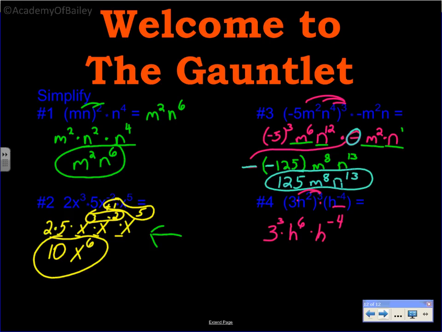So 3 cubed, 3 times 3 is 9, times 3 again is 27. H to the 6 times h to the negative 4. Well, they have the same base of h. So what do you do with those exponents? You will add those exponents. 6 plus negative 4 will give you 2. So your answer to number 4, simplified version, 27h squared.